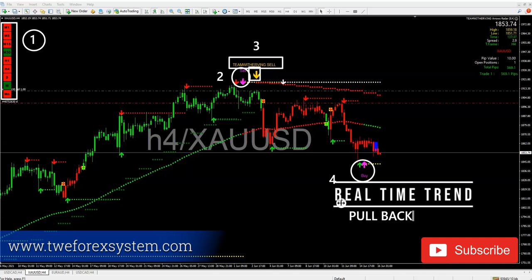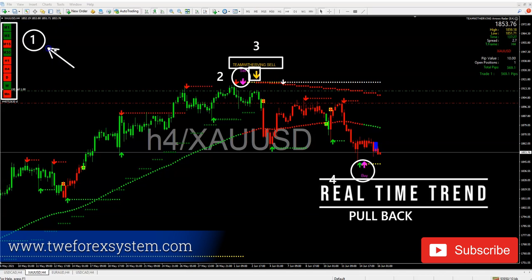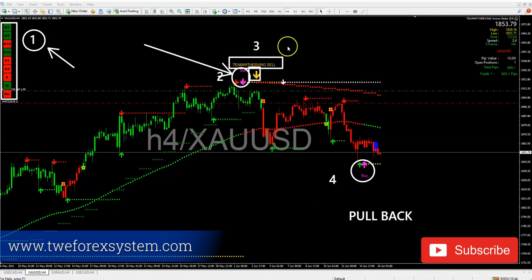So hopefully everything makes sense. Once again, always pay attention to your dashboard, right? That's rule number one. Rule number two is in which direction your multiple time frame is going. Rule number three is in which direction your sniper is going in favor of your multiple time frame. In this scenario it is bearish. And the last thing you are gonna be paying attention to, guys, is your real-time trend. Whatever it is doing, it doesn't matter. Look at the benefit here, guys.